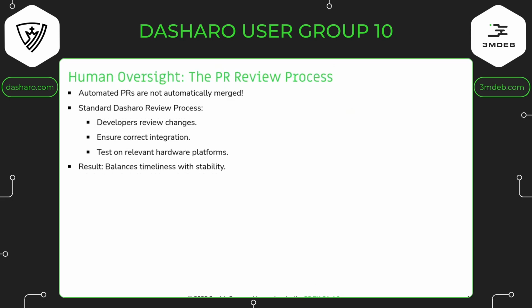It's worth noting that the PRs are not automatically merged. The changes are not fully automatic. They still go through the standard Dasharo review process. So developers have to review the changes and ensure that it indeed works as expected, and that the CI isn't, for example, adding some garbage because something changed on the upstream repositories. And we have to test on relevant hardware platforms for that reason. And the commits have to be signed before they are merged into our code repositories. So that has to be done by an actual person as well.